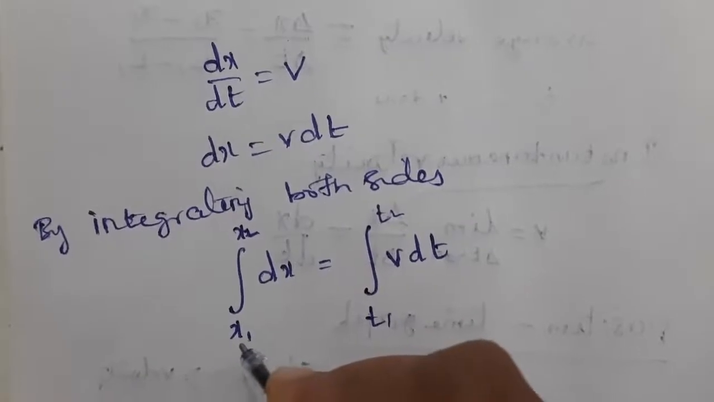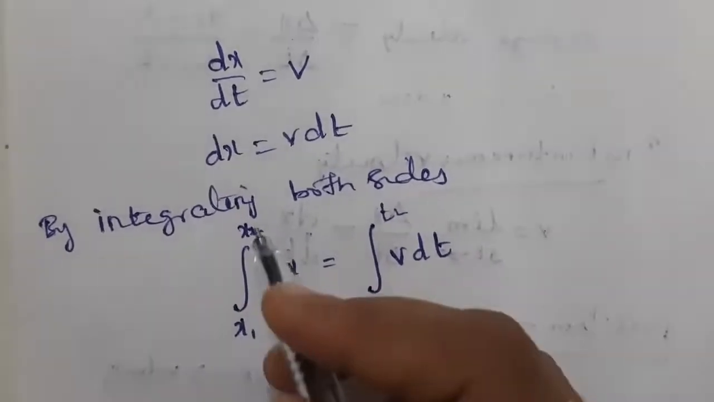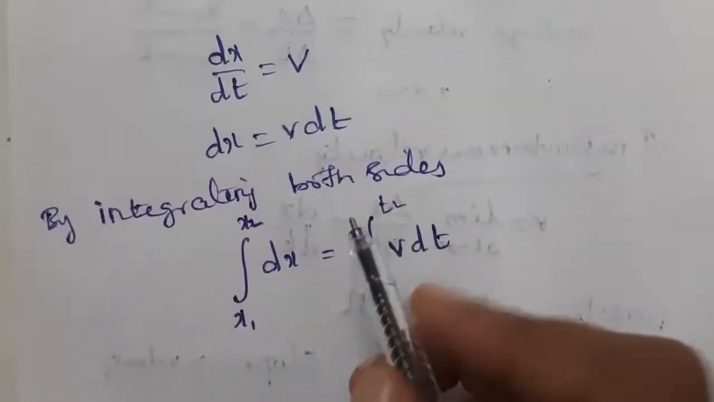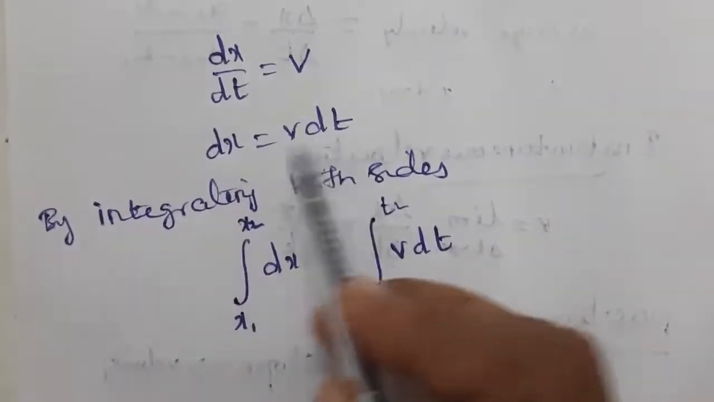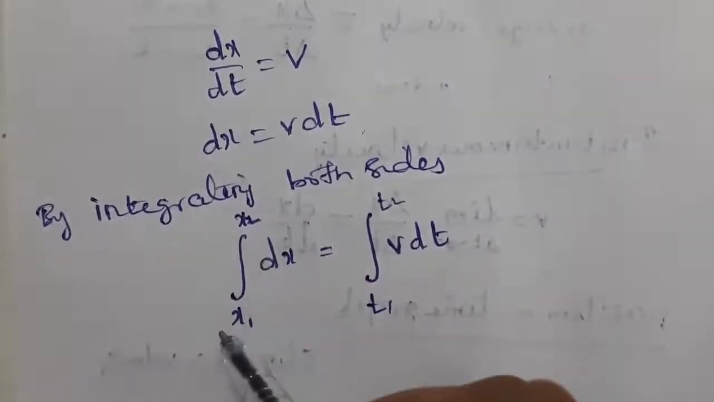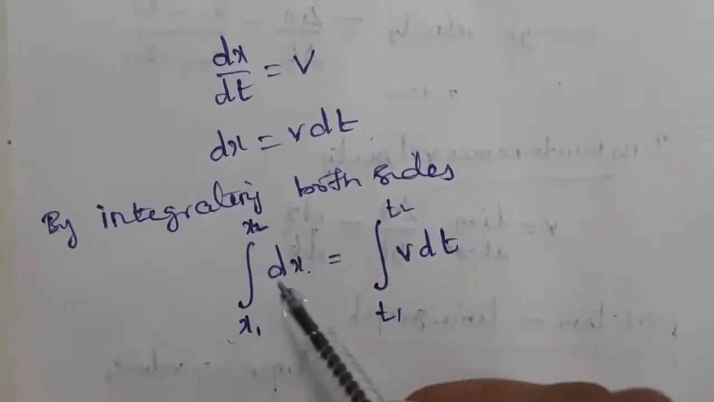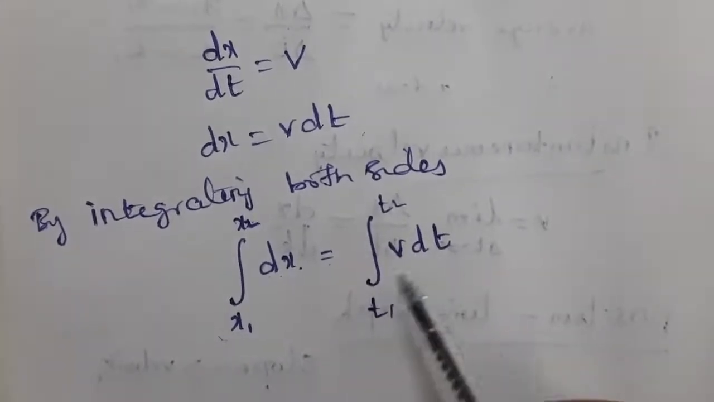This we can say lower limit. This we can say upper limit. This is the from limit. This is the to limit. From time t1 to t2. This is the process we are writing the integration. So by integrating both the sides, we can write integral x1 to x2 dx is equal to integral t1 to t2 v dt.